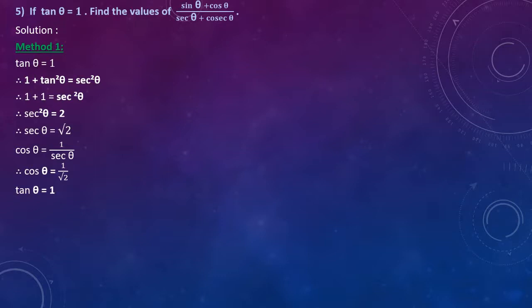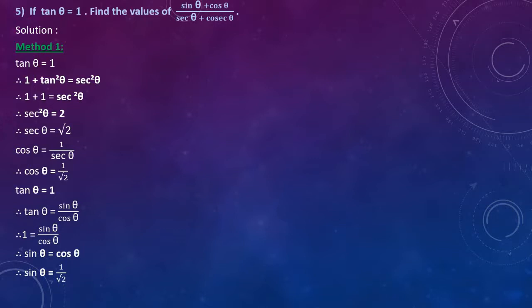Now we know that tan theta is equal to 1. So therefore tan theta is equal to sin theta upon cos theta. Therefore 1 is equal to sin theta upon cos theta. Therefore we get sin theta is equal to cos theta. Now if the value of cos theta is 1 upon root 2, then the value of sin theta will also be 1 upon root 2.